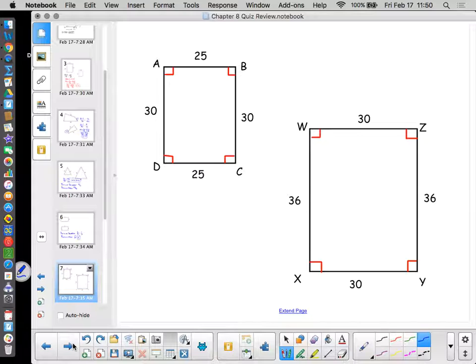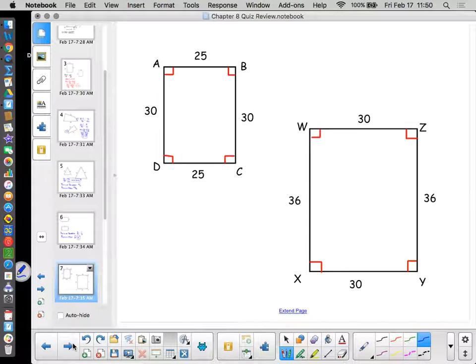Are they similar? And if they are, write a statement of similarity. Now, in order to be similar polygons, all the corresponding angles have to be congruent. All the corresponding sides have to be proportional. But we're lucky here. Both these figures are rectangles. All the angles are 90s, right? So all the corresponding angles are congruent. That's done. That's given. What I have to do is show that all the corresponding sides are proportional. So what I do is I find a pair of corresponding sides.